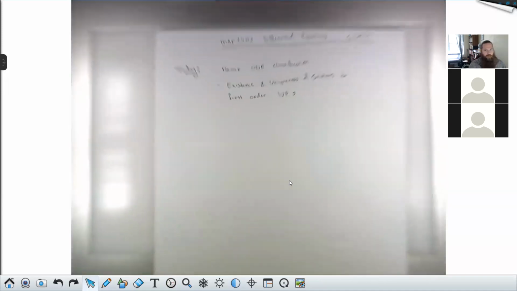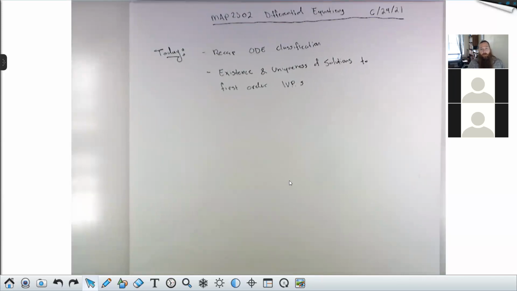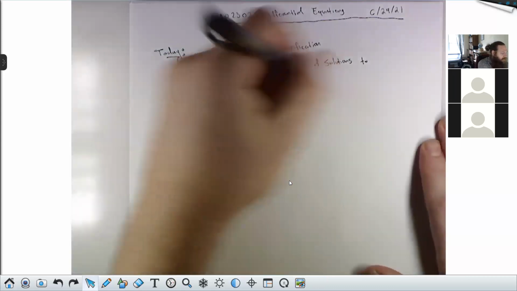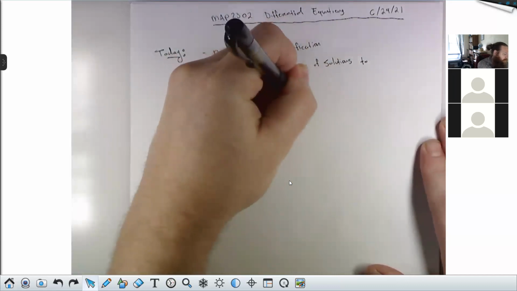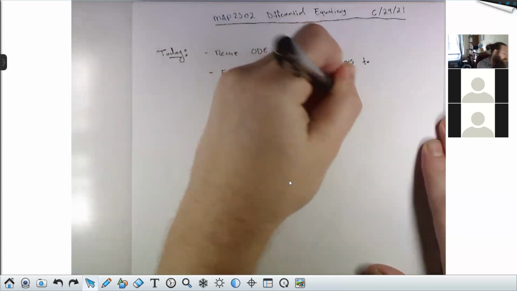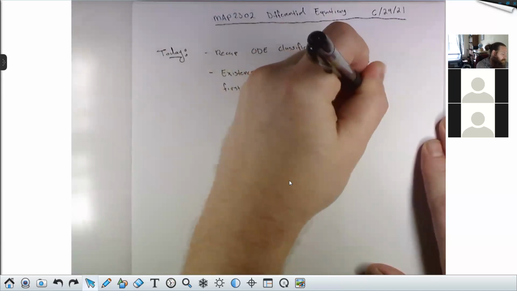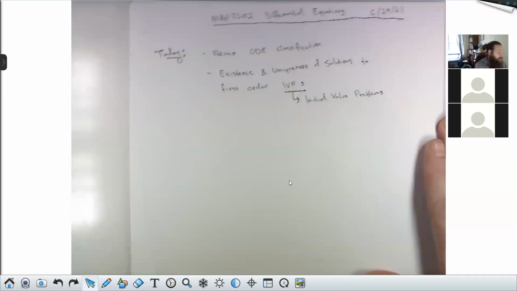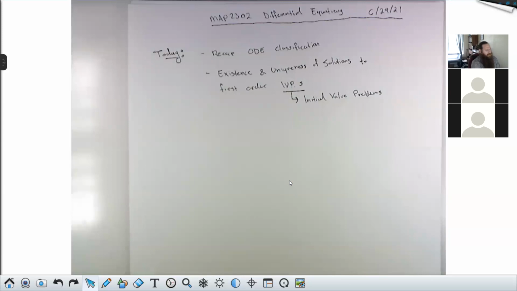An IVP, let me zoom in here, sorry. So we're going to recap the ODE classification and talk a little bit about the categories that differential equations, particularly ordinary differential equations, can fall into. We're going to talk about existence and uniqueness of solutions to first order IVPs. And IVPs, you may have heard this terminology before, you may not. These are called initial value problems. If you took Calc 1 with me, then we talked about those in Calc 1, but not every Calc 1 teacher does. And when they do, they don't always tell you what it is they're doing. They just kind of do it.